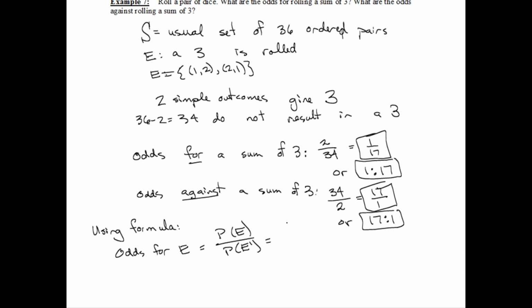And so what's the probability of the event? 2 over 36. What's the probability of the complement? 34 over 36. Yes, you could simplify those, but if they have the same denominator, it's easier for you to see what's going on. So 2 over 36 times 36 over 34, which gives you 2 over 34, or 1 over 17, which is the same.